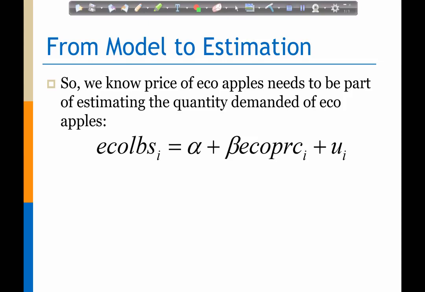So we know that the price of eco-friendly apples needs to be a part of estimating the equation for the quantity demanded. So here we have eco-pounds equal to alpha plus beta times eco-price. We would expect, given that demand curves slope downward, that the beta should be negative. As the price goes up, the quantity goes down.